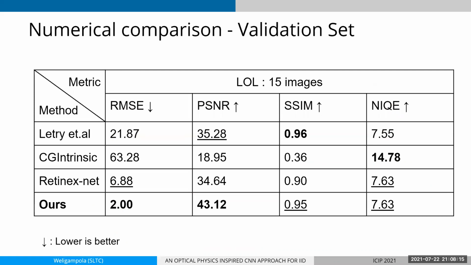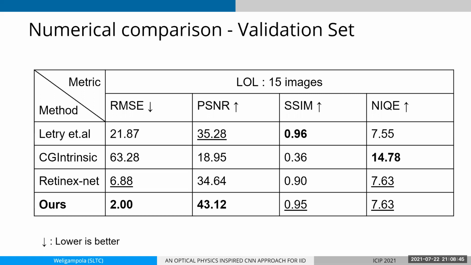For numerical comparison, we use 4 metrics. The first one is the root mean square error, and a low RMSE value indicates better performance. Then we consider the peak signal-to-noise ratio, and a higher PSNR indicates better results. The structural similarity index and the naturalness image quality evaluator are 2 metrics that quantify the quality of an image, and these usually need to be high as well. The metrics on the validation set of 15 LOL images are shown in the table, where the best value is bolded and the next one is underlined.